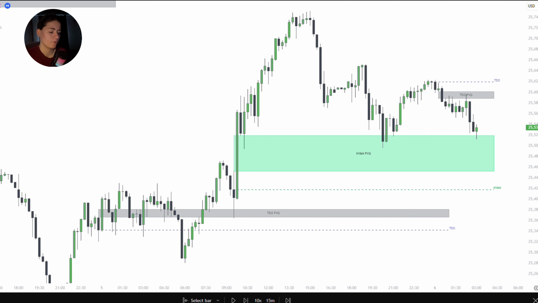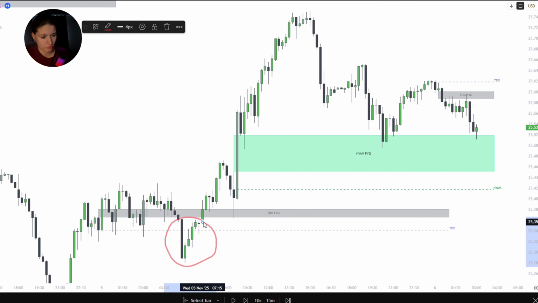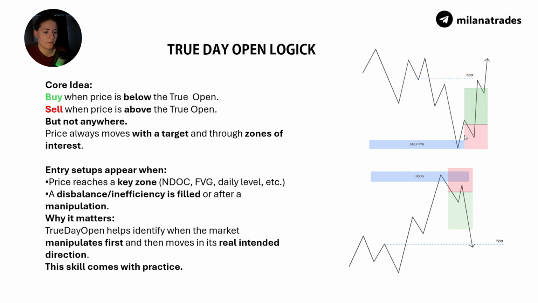Personally, I use the true open to identify manipulations, because before the market moves in the intended direction, it often manipulates first. Of course, it's not easy to buy when you should or sell when you should. That skill takes time and practice. But with consistent observation and experience, you can train yourself to recognize the setups naturally.